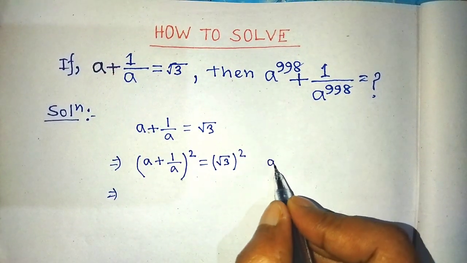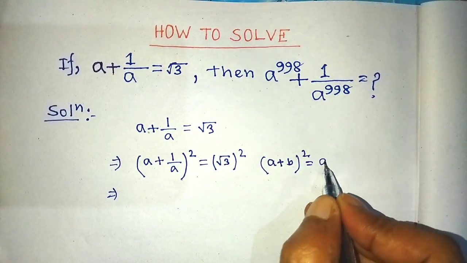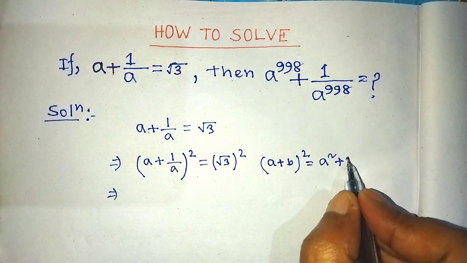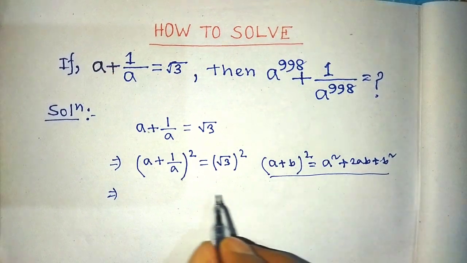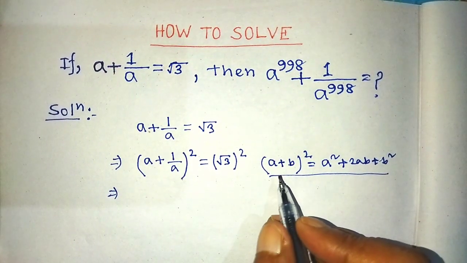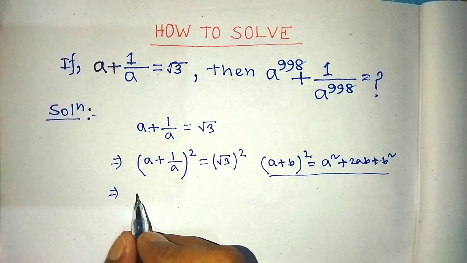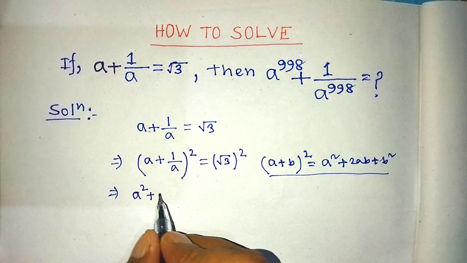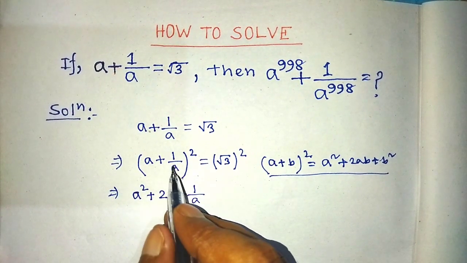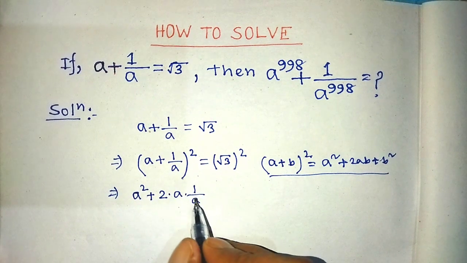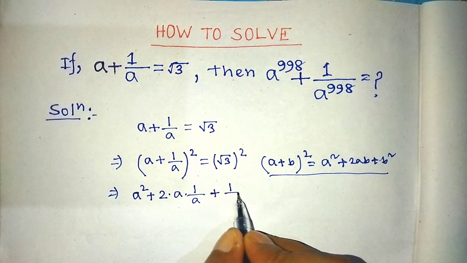a plus b whole square is equal to a square plus 2ab plus b square. So this formula we have to apply on the left hand side. After applying this formula, we can write on the left hand side a square plus 2 into a into 1 over a. In the place of b is 1 over a, so in the place of b we write 1 over a, plus b square.